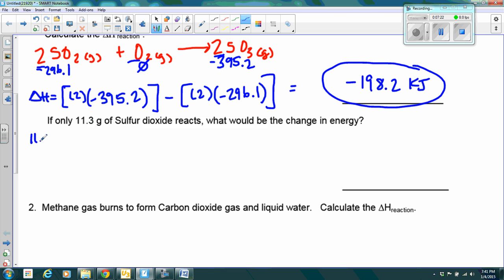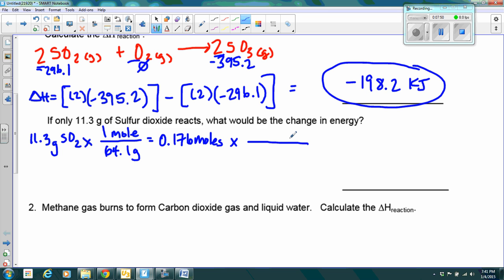So again, I'm just going to take my 11.3 grams of sulfur dioxide, and I am going to convert that into moles. So I know that 1 mole is equal to 1 sulfur and 2 oxygen, and when I add that up, I get 64.1 grams. And calculate that out to 3 significant figures, I get 0.176 moles.